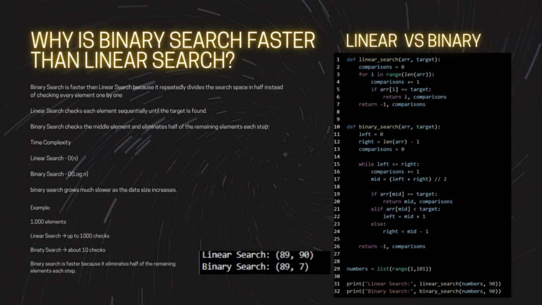So, again, number 1, why is binary search faster than linear search? Binary search is faster than linear search because it repeatedly divides the search space in half instead of checking every element one by one. Linear search checks each element sequentially until the target is found. Binary search checks the middle element and eliminates half of the remaining elements each step. So the time complexity of linear search is O of n and binary search is O of log n.